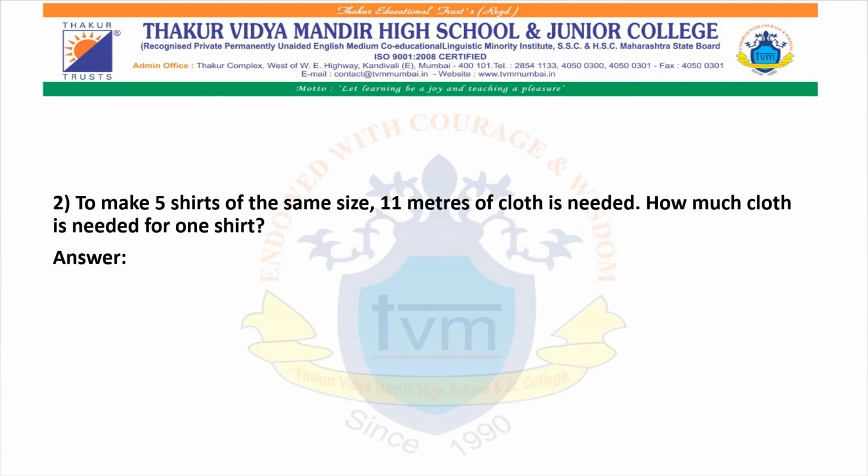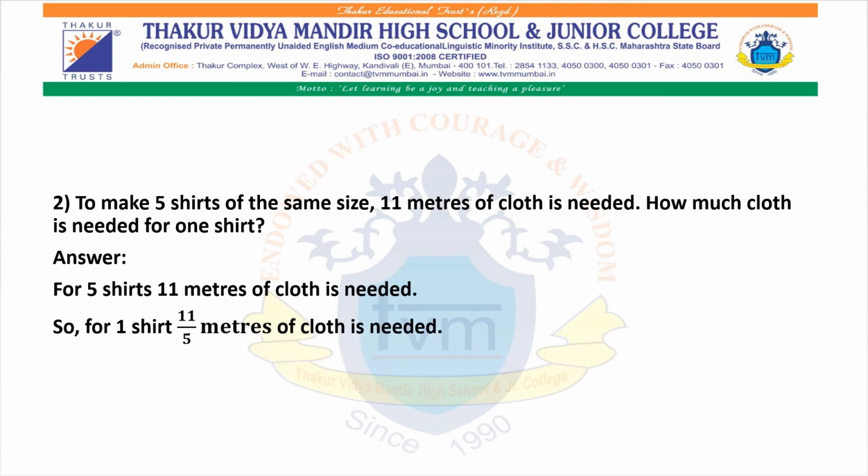Second, to make 5 shirts of the same size, 11 meters of cloth is needed. How much cloth is needed for one shirt? Answer. For 5 shirts, 11 meters of cloth is needed. So for one shirt, 11 upon 5 meters of cloth is needed.